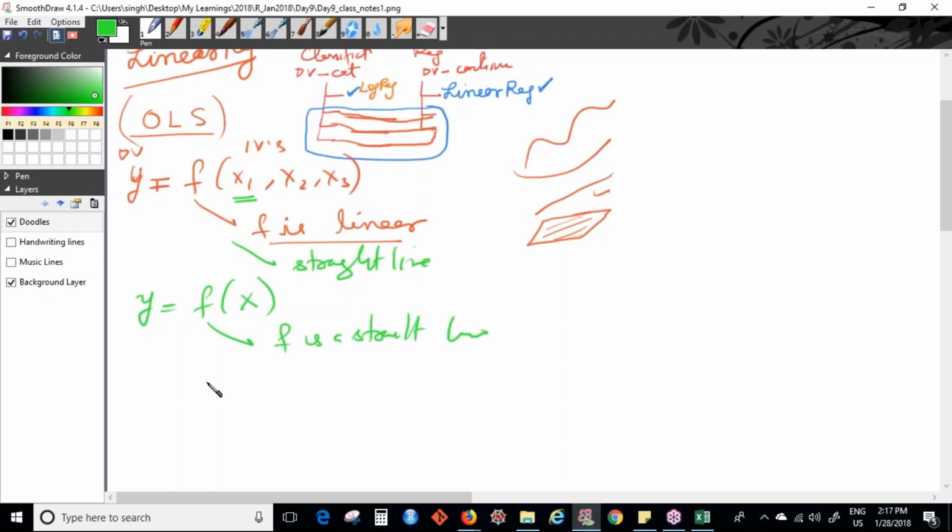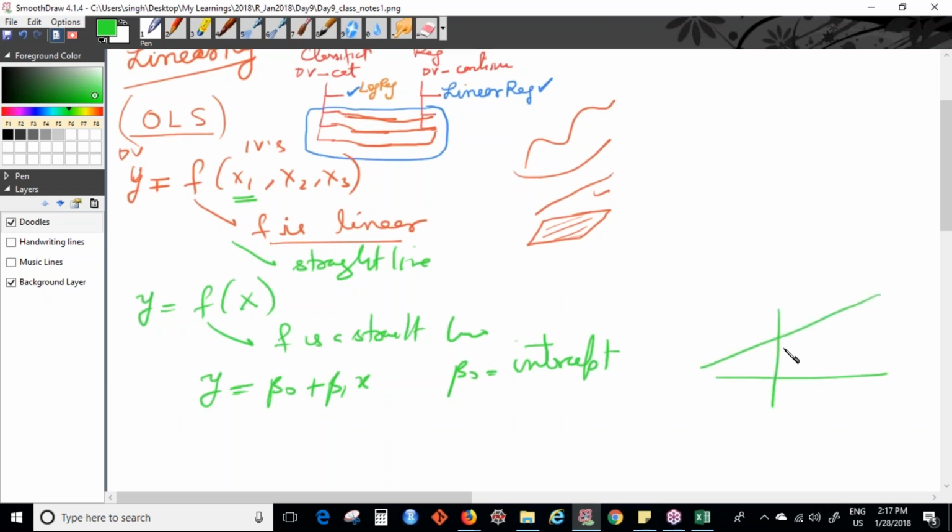What is the equation of a straight line? The equation of a straight line is beta naught plus beta 1 x, where beta naught is your intercept. What is the intercept? Intercept is the point where your line meets the y-axis. This value is beta naught. It can be positive or it can be negative also. If this is your line, your beta naught is negative.